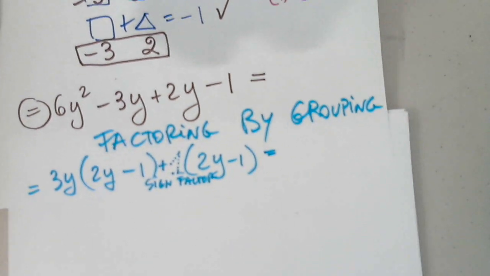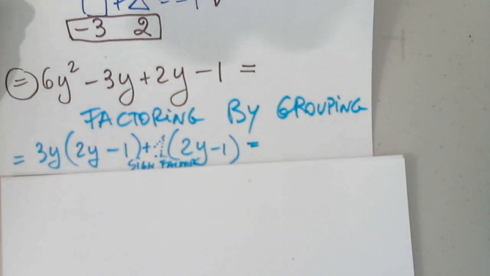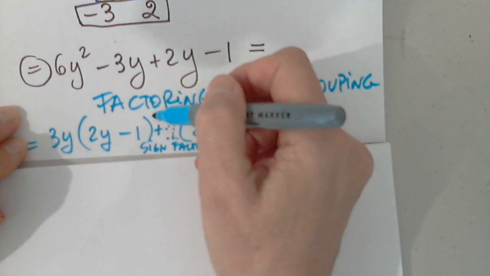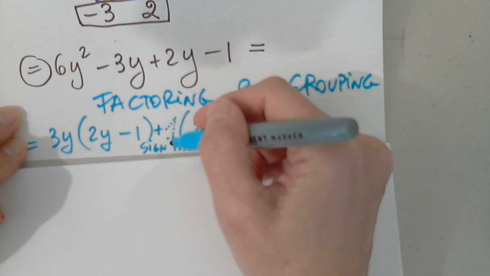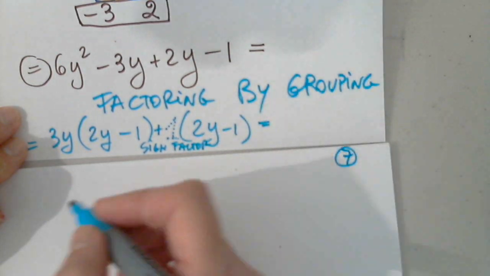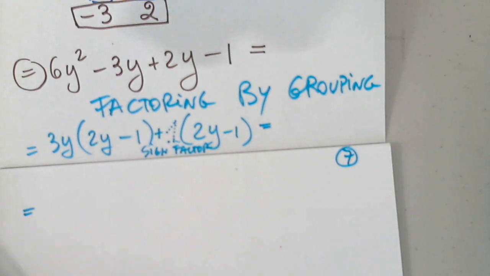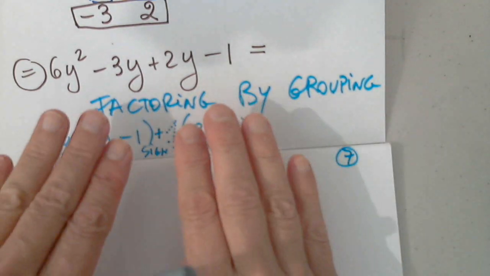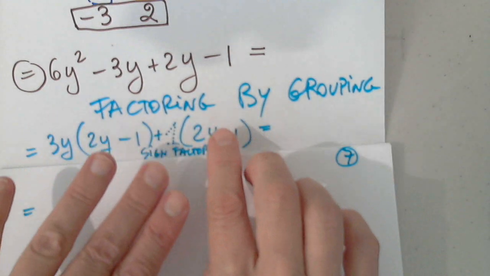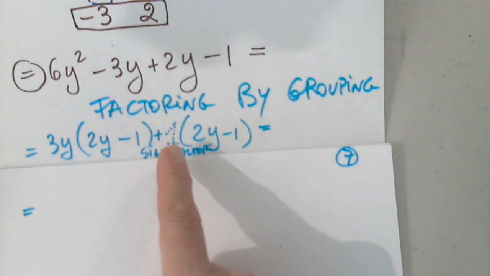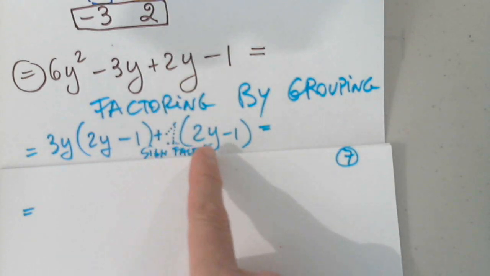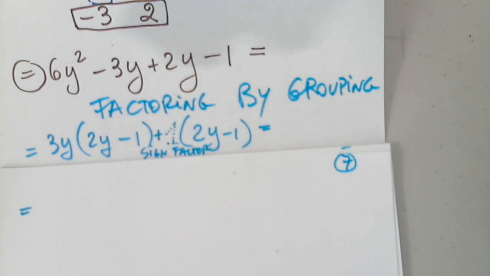And now I have two terms that I'm looking at. This term and this term. They both have a common factor that I have to pull out. Which common factor do I have to pull out from these two terms? It goes in front. How'd you get the plus one there? 1 times 2y is 2y. 1 times negative 1 is negative 1. Gotcha.